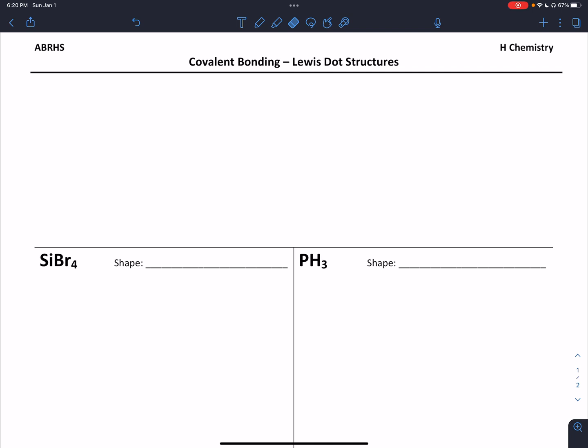This one is going to focus on drawing Lewis dot structures for covalent molecules. Now I realize this is not technically a calculation, but it is an area of chemistry that students do have difficulty with. So I figured outlining how to do it would be a good idea.